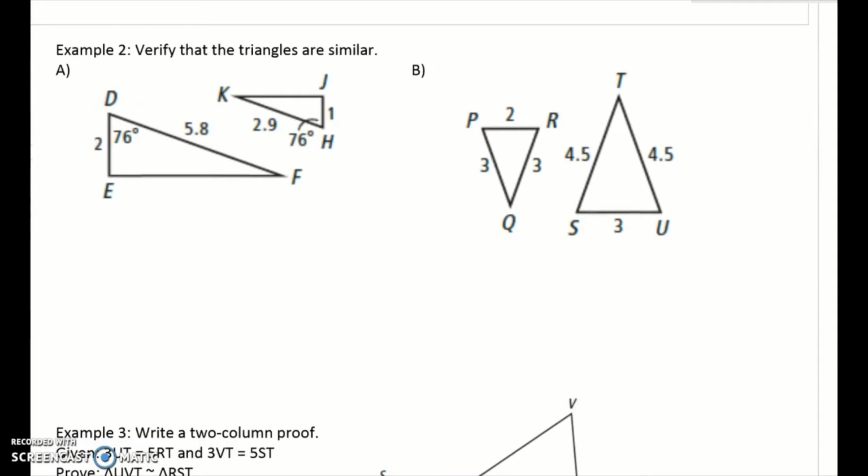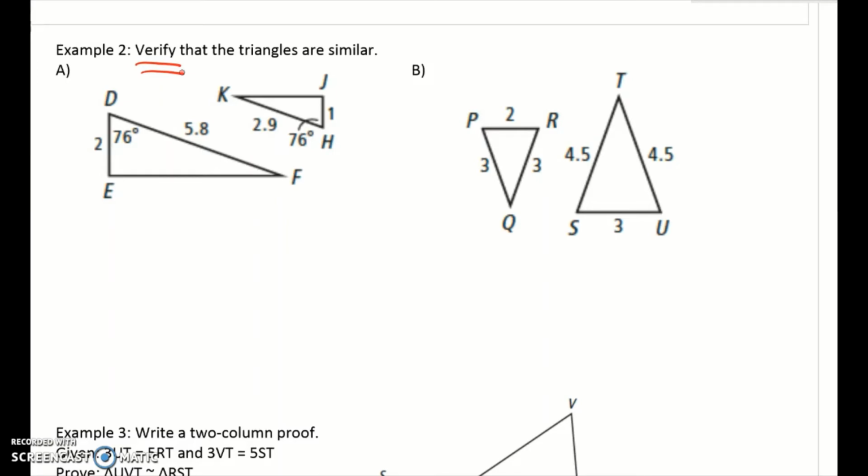I want to point out something here. Remember to look at the directions carefully. I want you to verify the triangles are similar. That means they are similar. So tell me how you know, right? So you're going to use AA, SAS, or SSS, and you're going to tell me from the diagrams or from the work how you know they are similar.